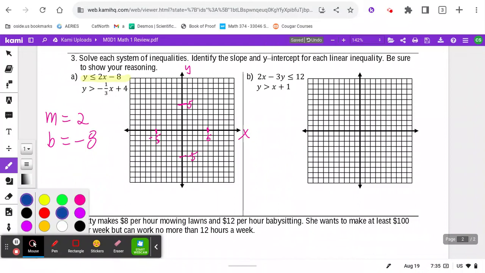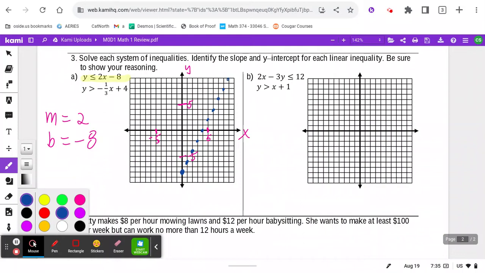So here I go. Down 8, 1, 2, 3 after the -5. This is where I begin at -8, and then I'm counting a slope of 2 from there. It's going to move up 2 over 1, up 2 over 1, up 2 over 1, as far as you can go.